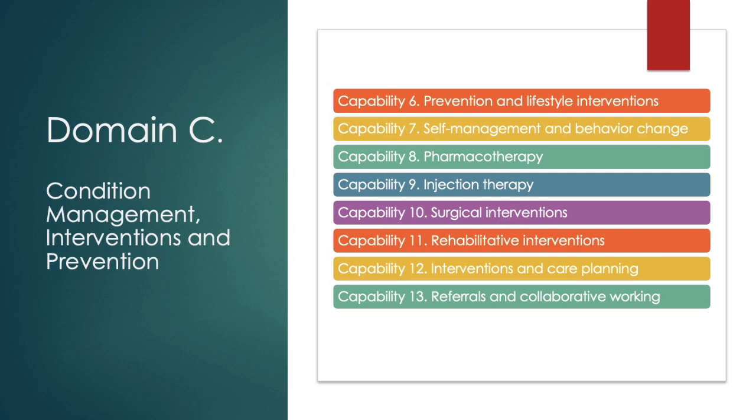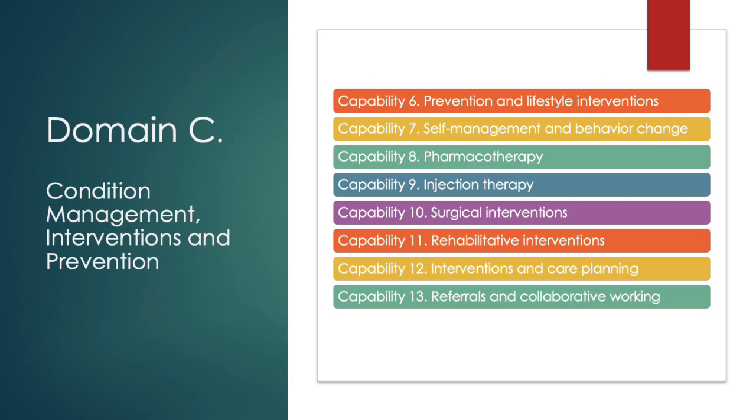Capability 6, prevention and lifestyle interventions. This includes patient education regarding preventive measures and lifestyle adaptations or modifications, whichever is necessary. Capability 7, self management and behavior change. This includes advices for self management like self stretching and some sort of ergonomic advices.